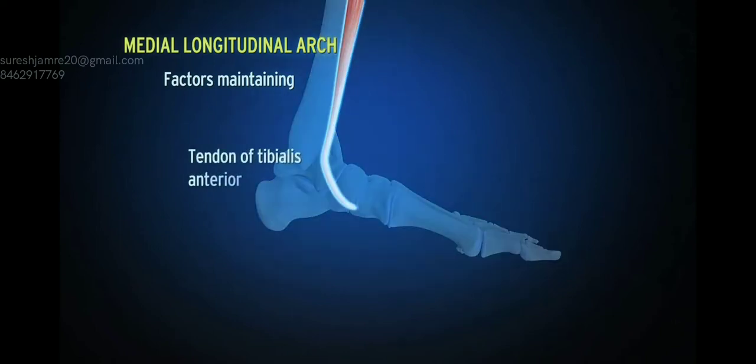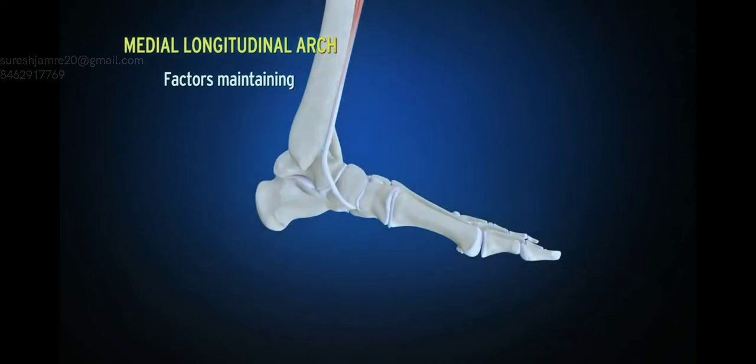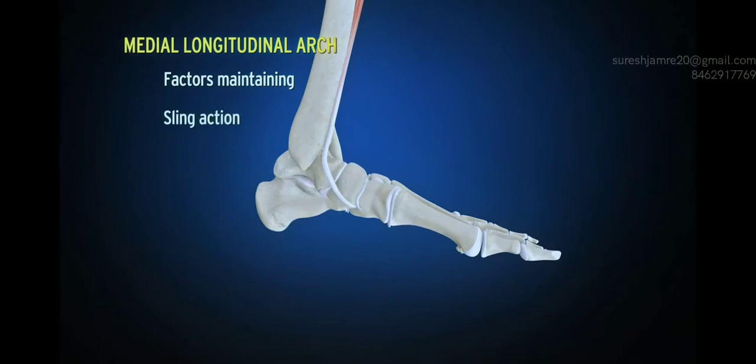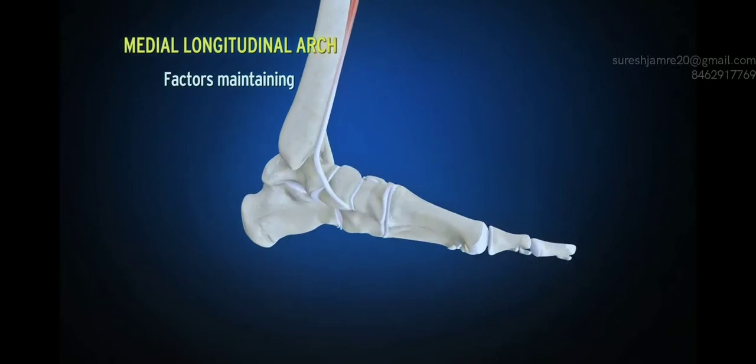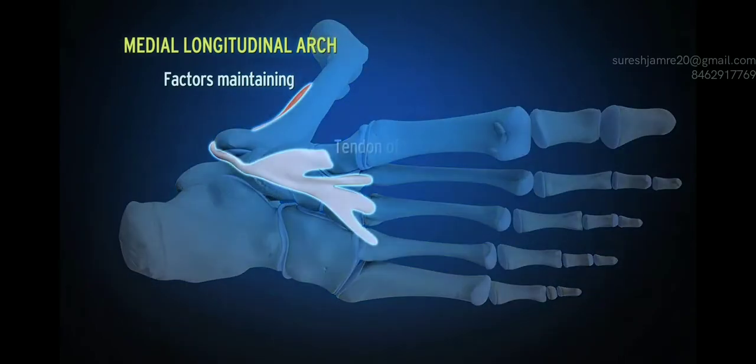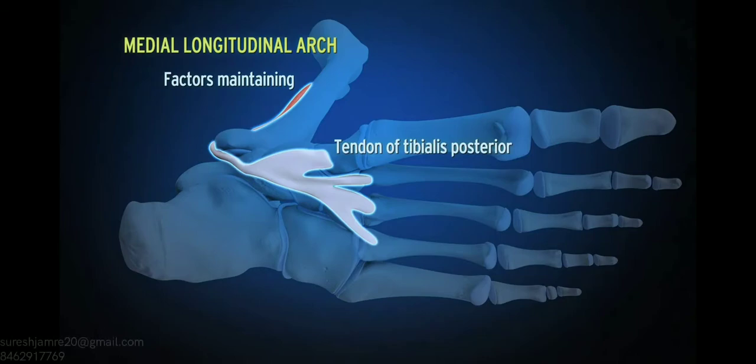Tendon of tibialis anterior and deltoid ligament exert sling action. Tendon of tibialis posterior supports the arch from below.